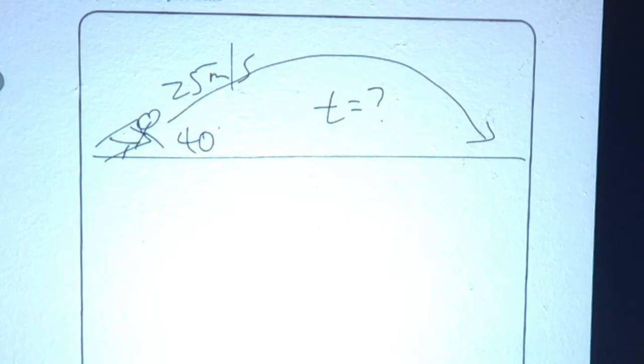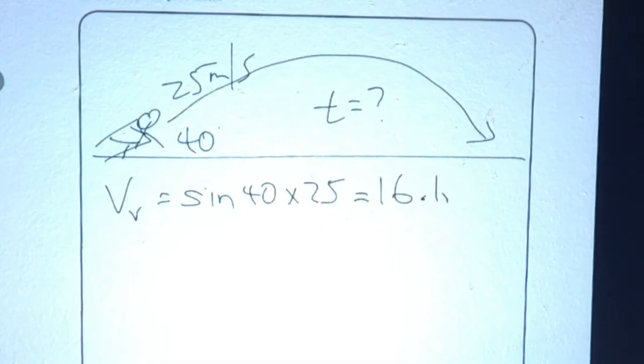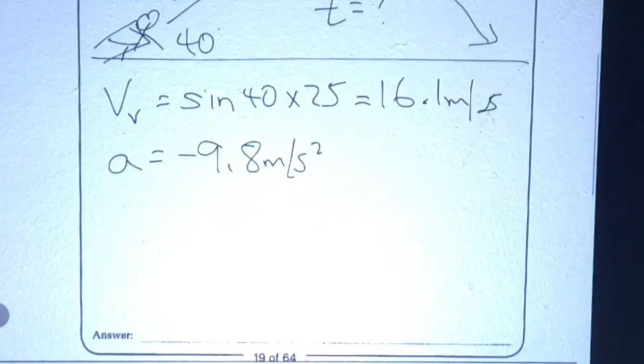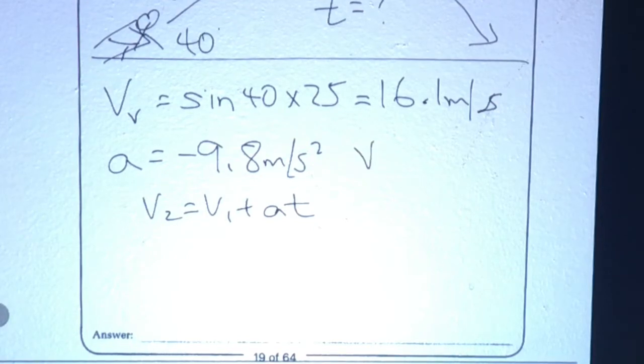So let's look at the vertical component first. We know that the vertical velocity is equal to sine of 40 times 25, which gives us a value of 16.1 meters per second. And then we know that gravity always pulls at negative, so acceleration is a negative 9.8 meters per second squared. With those two pieces of information, we can calculate time. From V2 equals V1 plus AT, we plug in our A, plug in our T, and V2 is 0, because at the very top there's no vertical velocity.